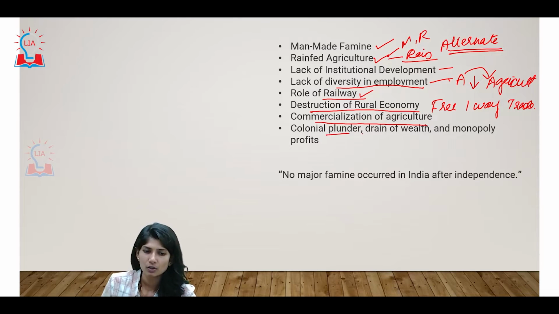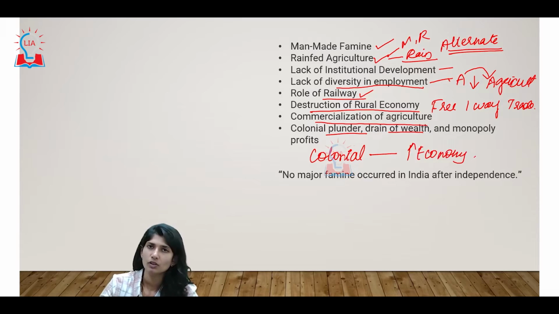Alright, colonial plunder, drain of wealth, monopoly of profits. Yes, all of this is the scenario that we have seen in the colonial era. That is why, see, as the name itself, it shouldn't come as a surprise, this question is pretty direct. Colonial people, what do you think will be their interest? Not the betterment of someone's country or a colony. It is only that they are focused on increasing their economy. If you ask me, this question is pretty much straightforward.